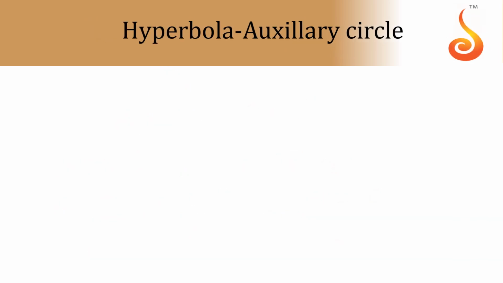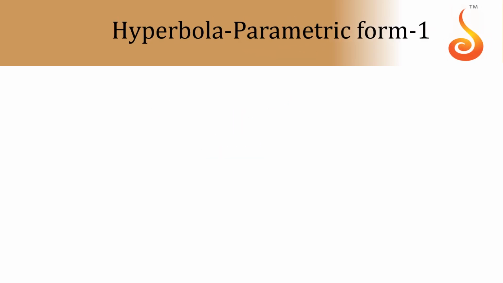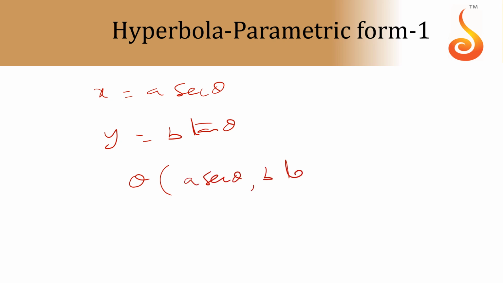Here also auxiliary circle, same eccentric angle, and auxiliary circle equation will be x square plus y square equal to a square. From that you can generate the parameter. So the parametric form here will be x equals a secant theta, y equals b tan theta, and that point a secant theta comma b tan theta will be represented as theta. Here also you can learn chord, tangent, everything.